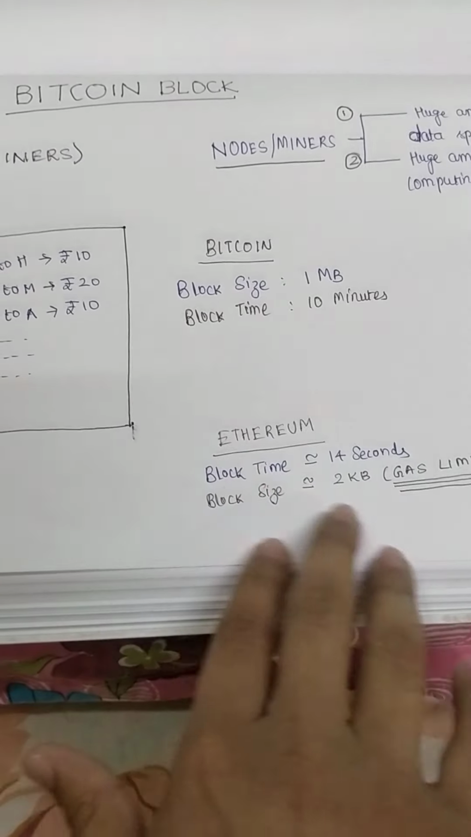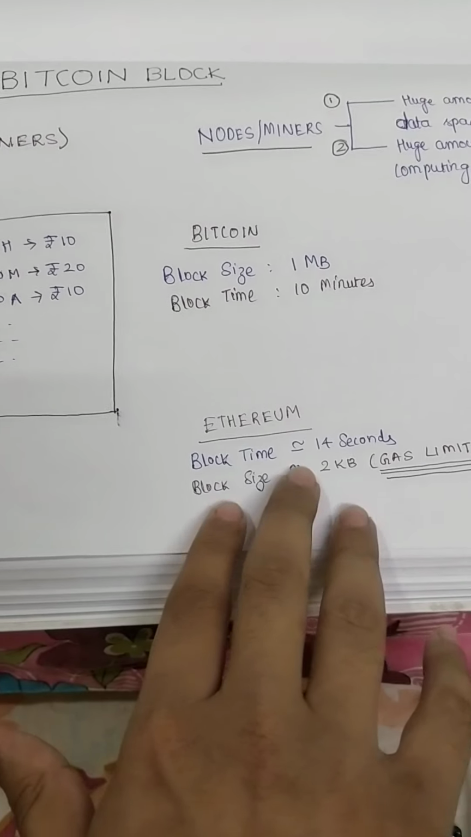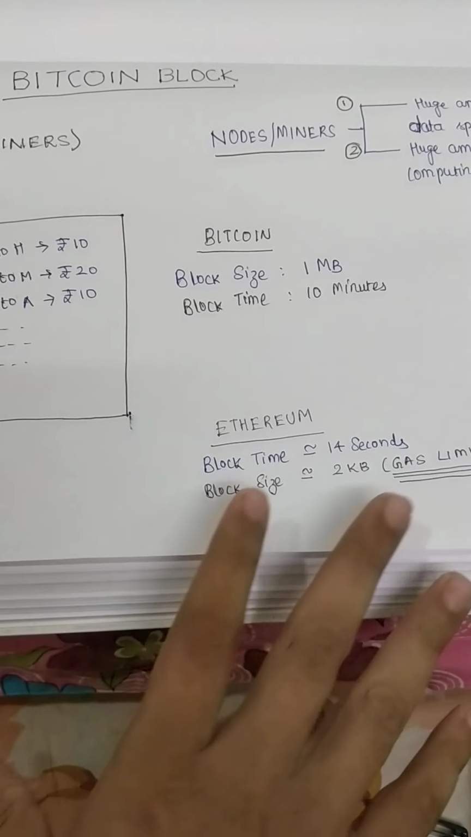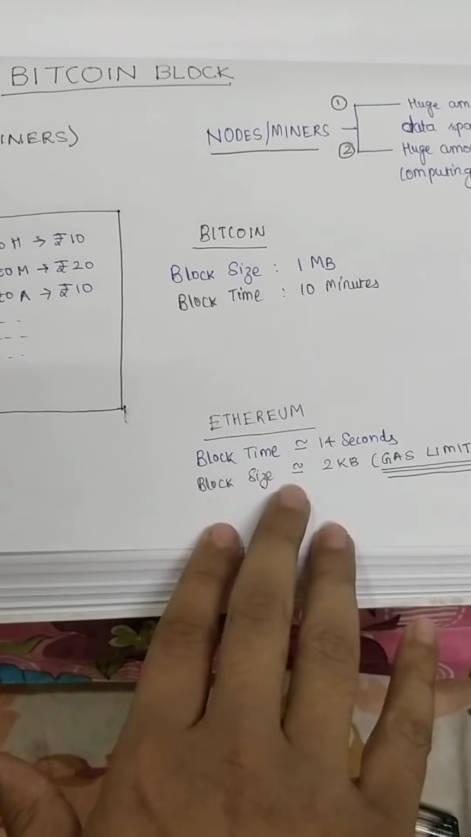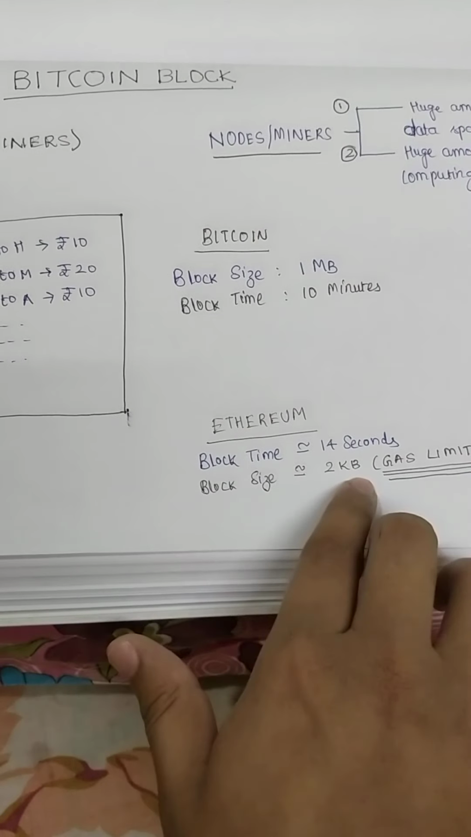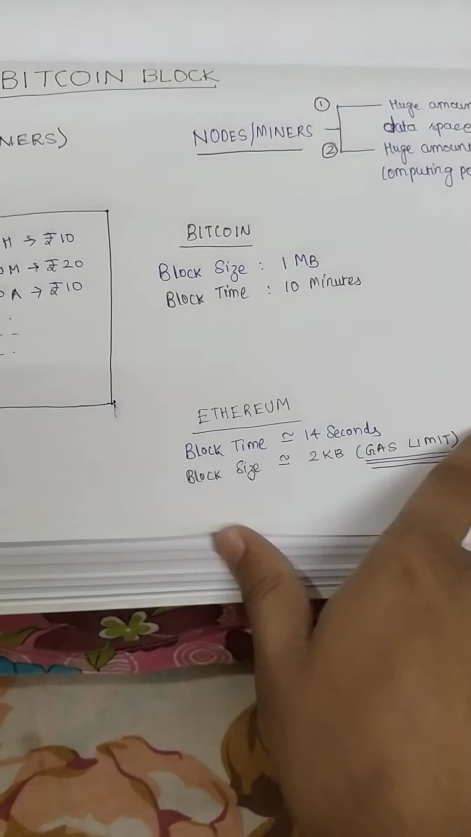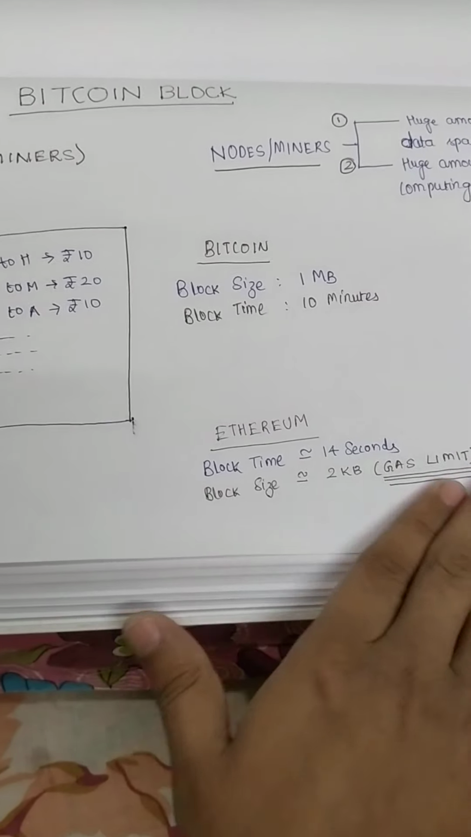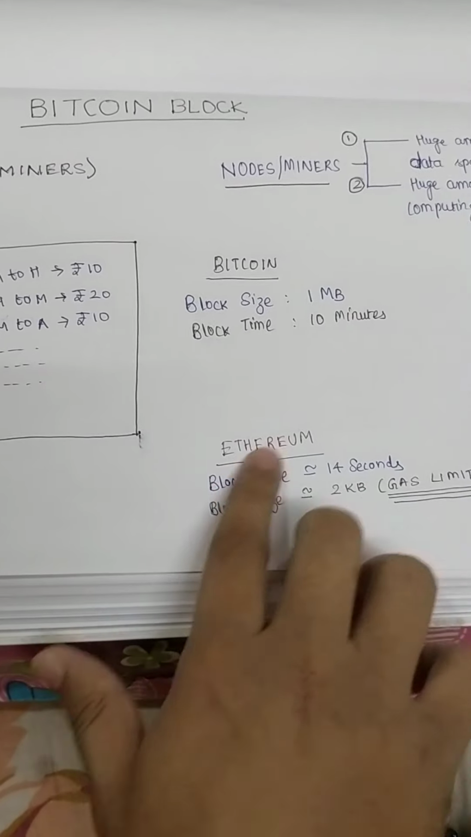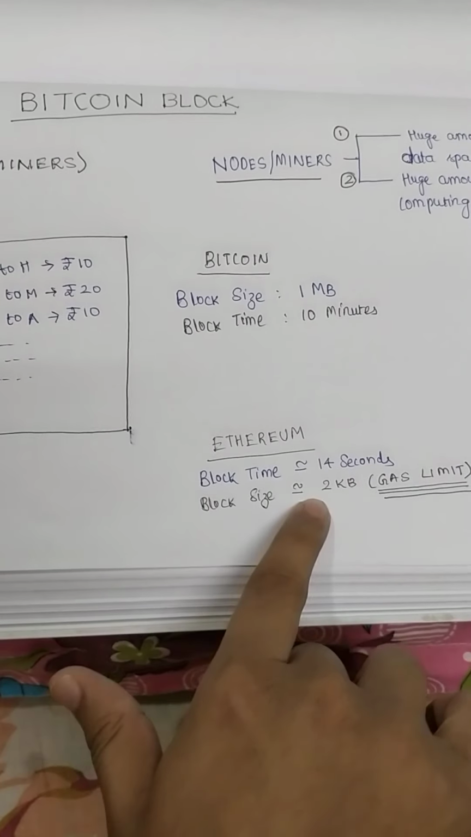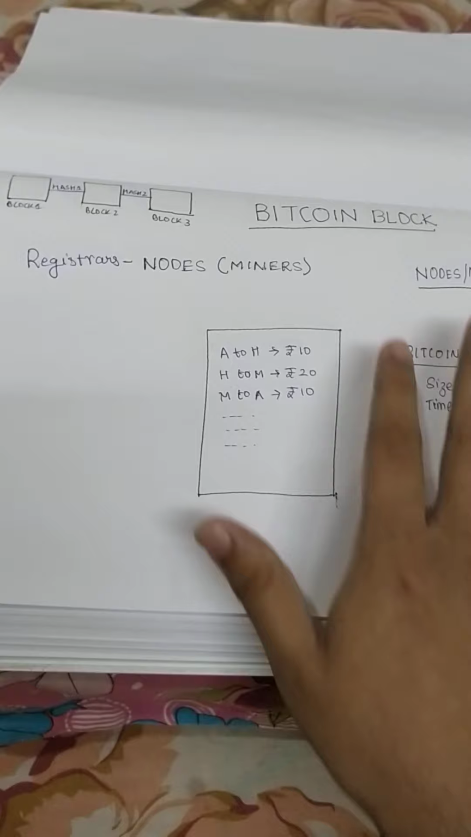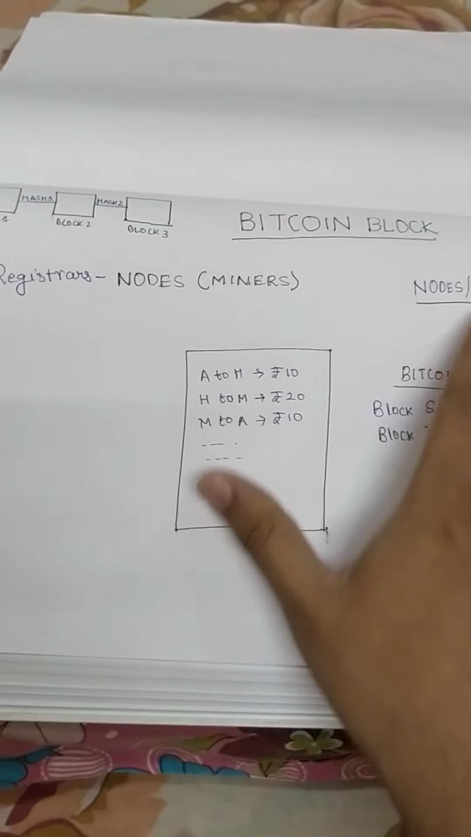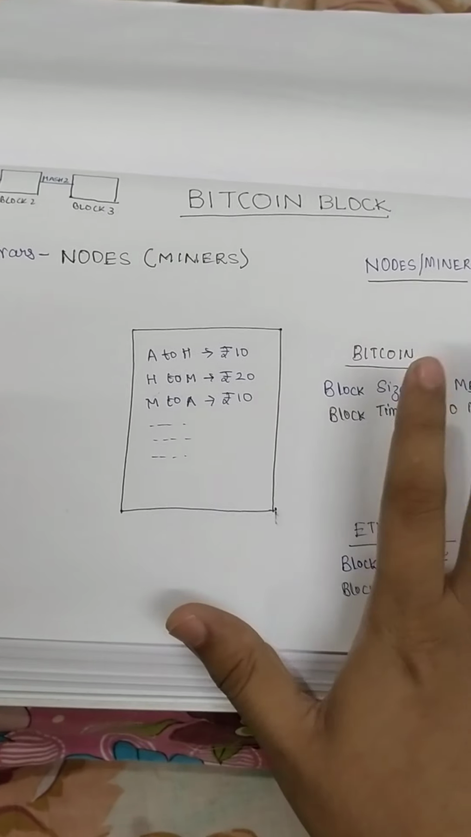Actually, the Ethereum blockchain works with a very different concept, but these two principles are the same, though the way they are used is different. Block size is 2 KB, but it is actually denoted by the gas limit, which is set by the miners. It's a very different concept. Let it be there for a different day. So Ethereum has a block time of 14 seconds and a block size of 2 KB. This is what I wanted to tell about a single block in any blockchain. This is how any blockchain works.